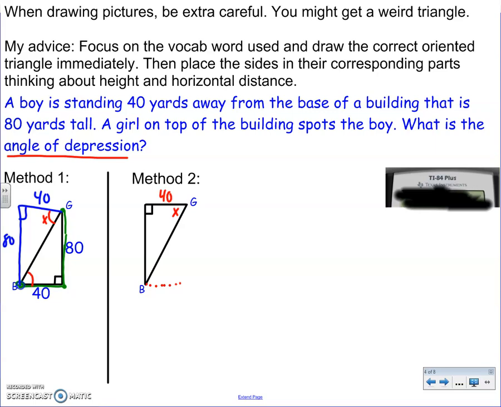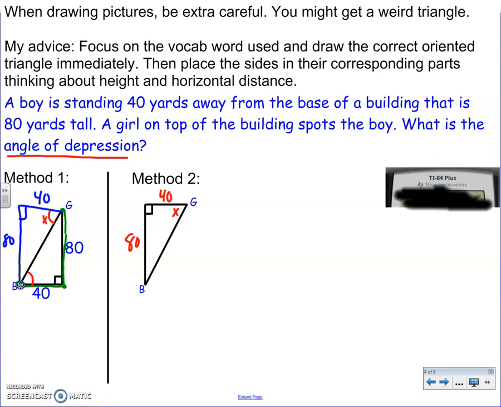All right, and then the height of the building is 80. So that's vertical, means 80. So here's the 80, even though that's kind of weird because the building's over here on this right side. Here's that other dotted line. All right, so I don't even do those dotted lines. So just draw the picture upside down, or draw it by the word depression means upside down, then put the 40 and 80 in the correct spot. One's the height, one's the horizontal distance.